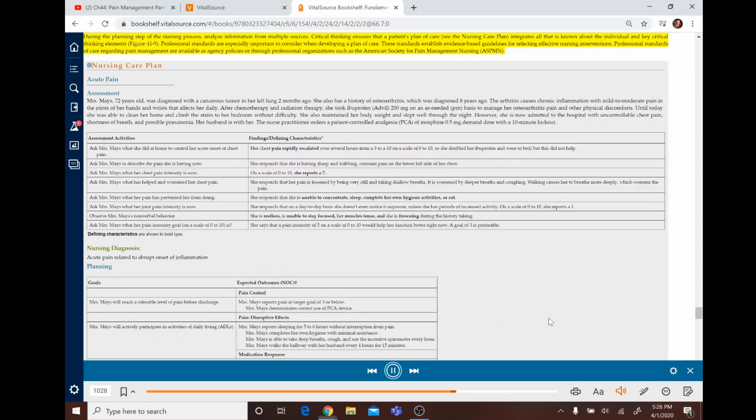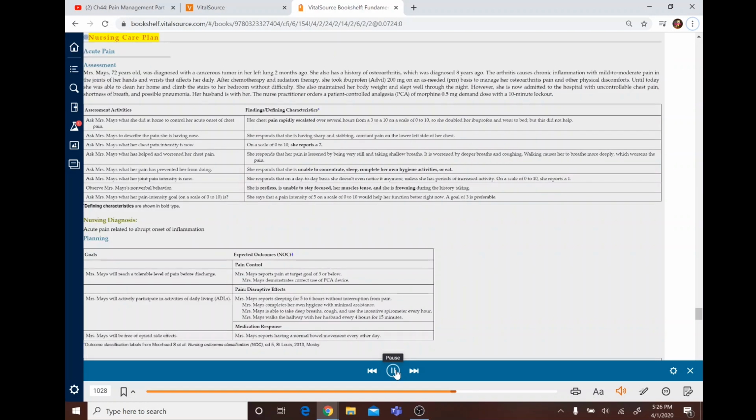Planning. During the planning step of the nursing process, analyze information from multiple sources. Critical thinking ensures that a patient's plan of care, see the nursing care plan, integrates all that is known about the individual and key critical thinking elements, figure 44-9. Professional standards are especially important to consider when developing a plan of care. These standards establish evidence-based guidelines for selecting effective nursing interventions. Professional standards of care regarding pain management are available as agency policies or through professional organizations such as the American Society for Pain Management Nursing, ASPN.